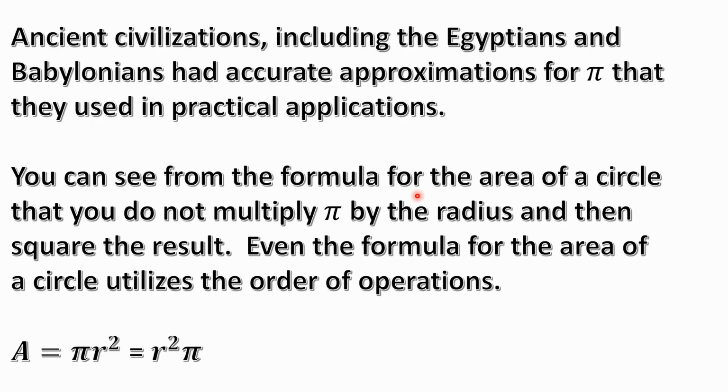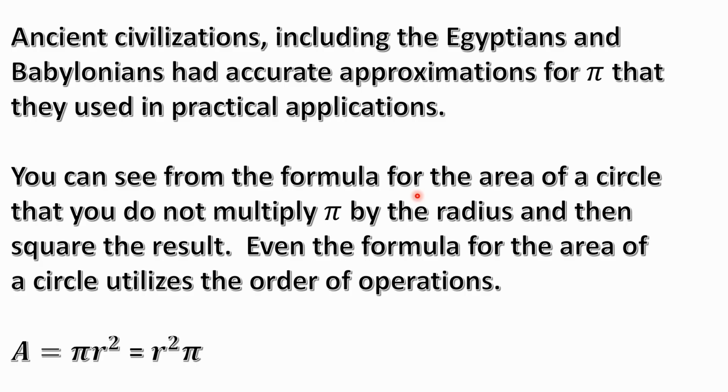Ancient civilizations, including the Egyptians and the Babylonians, had some pretty accurate approximations for pi that they used in practical applications. And if you're not familiar with pi, you might want to look that one up. But you can see from the formula for the area of a circle that you do not multiply pi by the radius and then square the result. Even the formula for the area of a circle utilizes the order of operations. How is that? Well, A equals pi r squared, which is the same thing as r squared multiplied by pi. You square the radius before you multiply by pi.